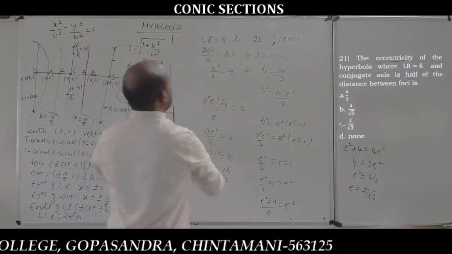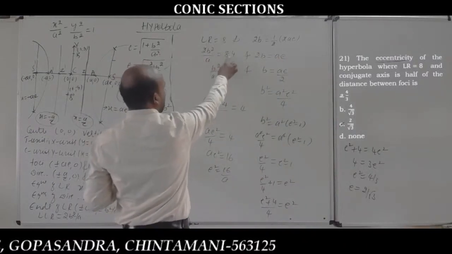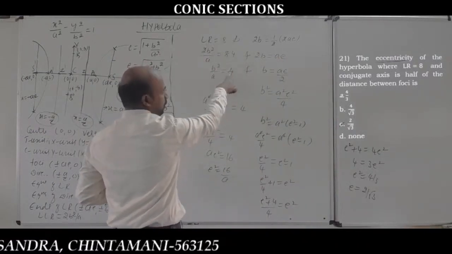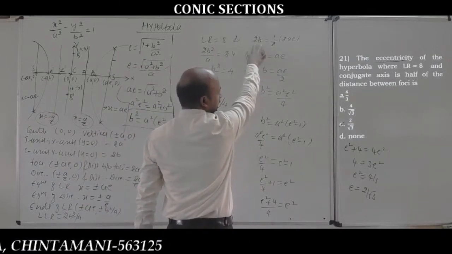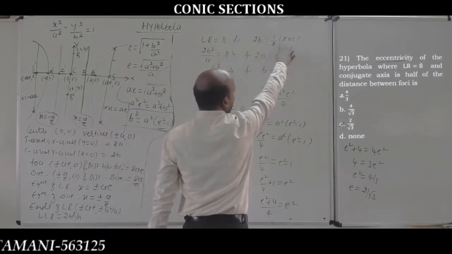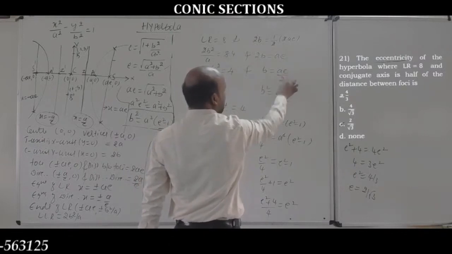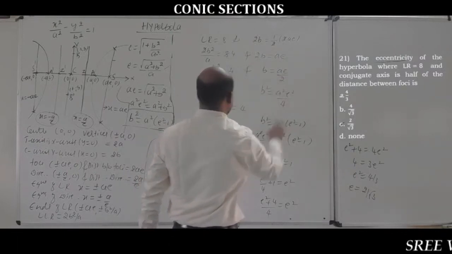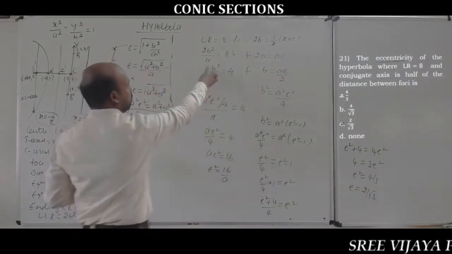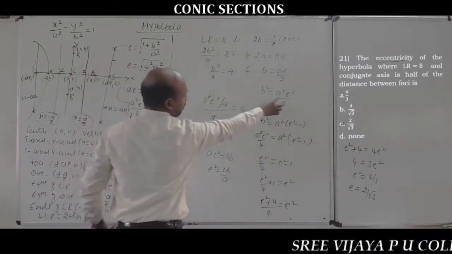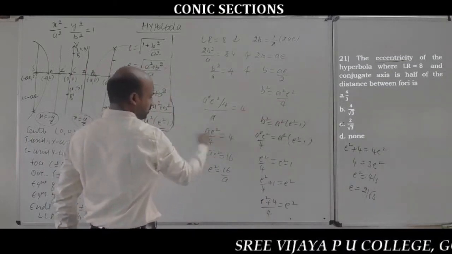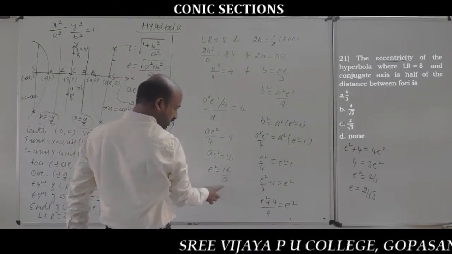Okay, length of latus rectum 2b square by a is 8, so b square by a is 4. Length of conjugate axis is half of the distance between the foci. 2b is ae, b is ae by 2, b square is a square e square by 4. So here b square by a is 4, we have taken the b square value as a square e square by 4. So we get e square as 16 by a.